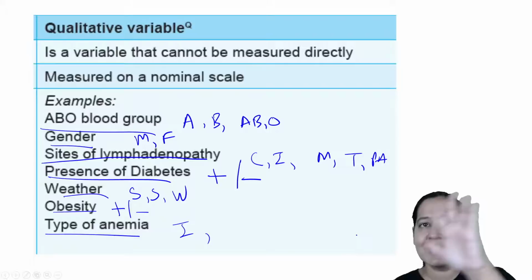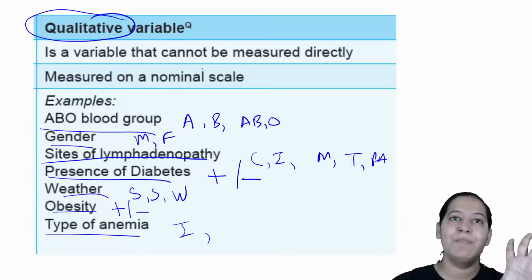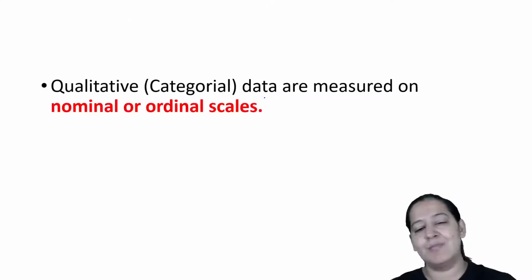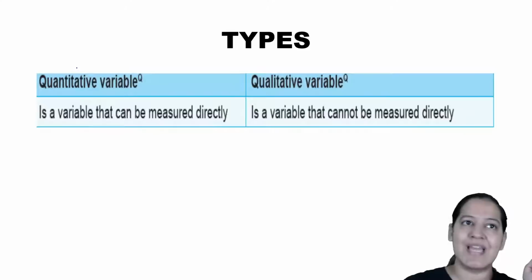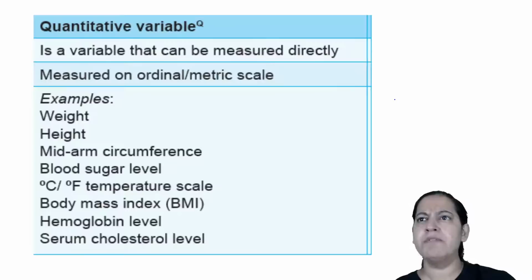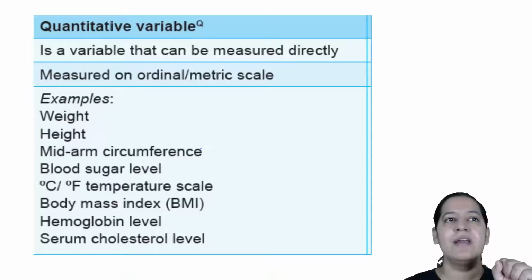So this type of data is known as qualitative variable or categorical. It is measured on a type of scale known as nominal scale. It is measured on nominal or ordinal. I will tell you the types of scales also just after it. Just understand it. That is the first type of data. Now coming to the second type, that is quantitative. That will have numbers. Some numerical value will be present here. Let me tell you what numerical values are present here.